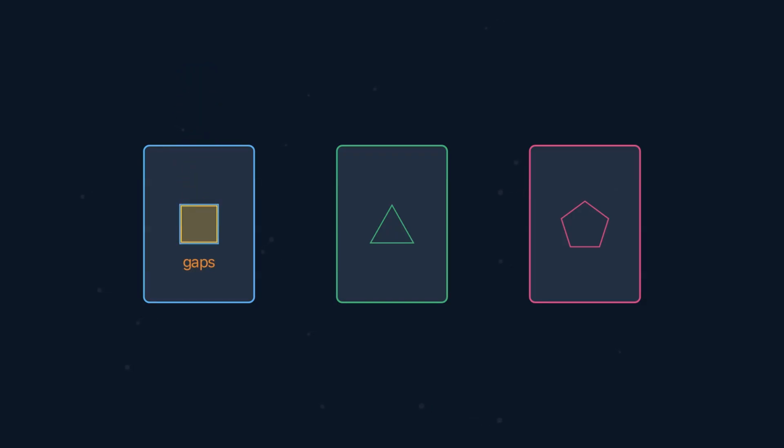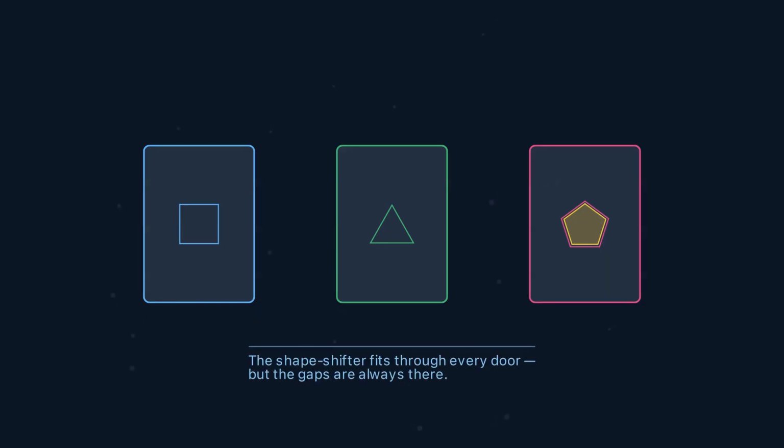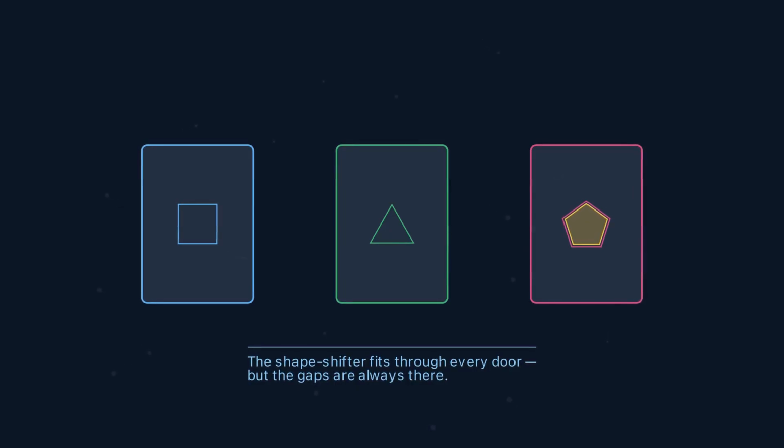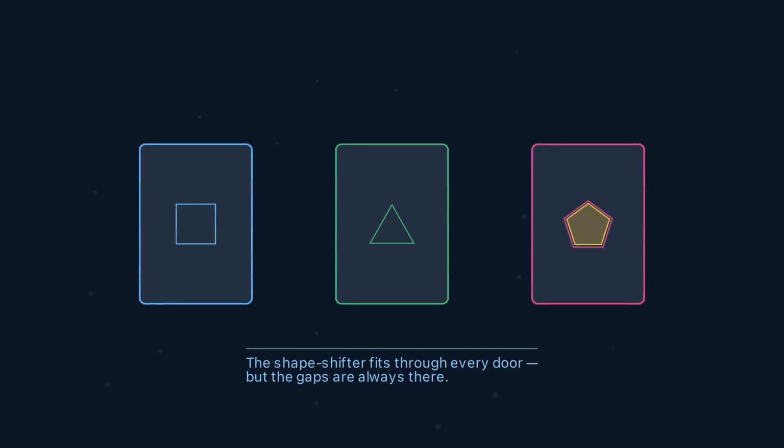But the trade-off. Imagine a shapeshifter trying to fit through different doors. A square door? It squeezes into a square. A triangle? It reshapes again. A star? It stretches to fit. It gets through every door, but look closely, and you'll see gaps around the edges every time. That's the fingerprint. It represents any molecule, but it never captures the full three-dimensional detail of any single one.